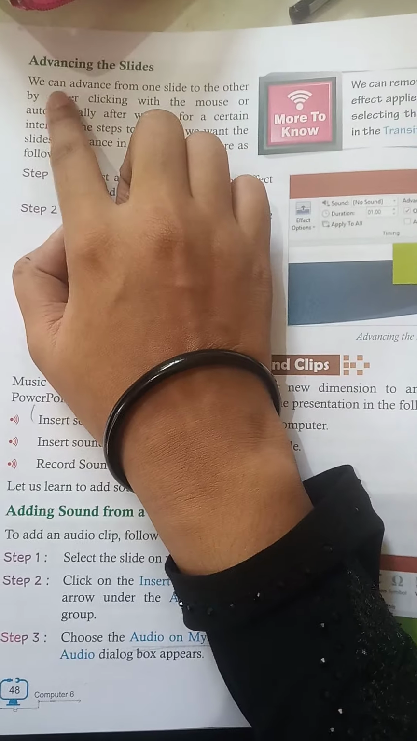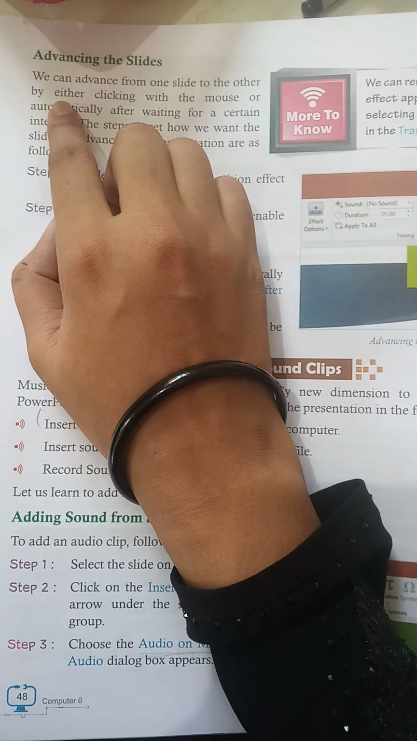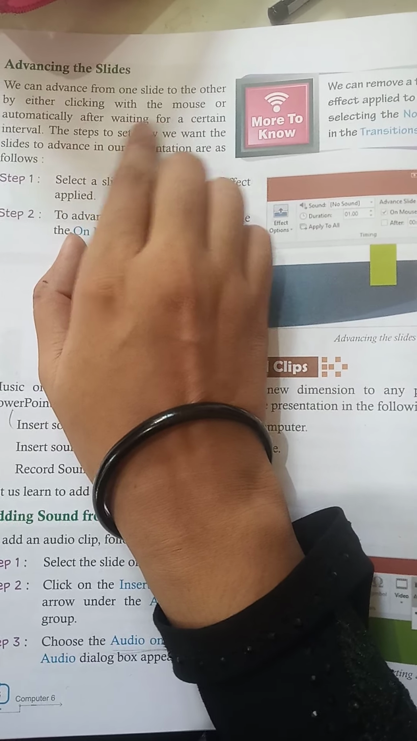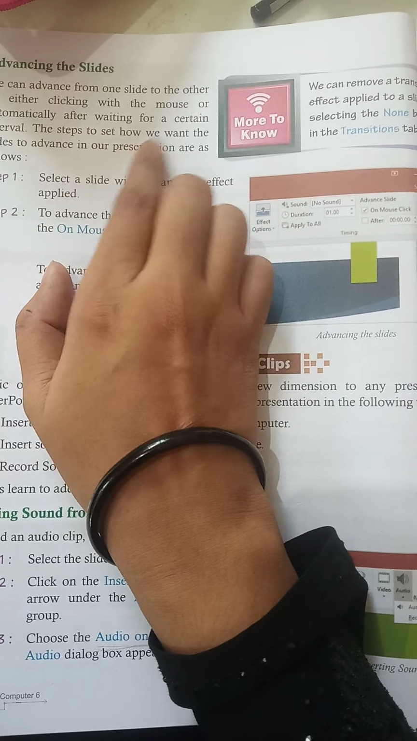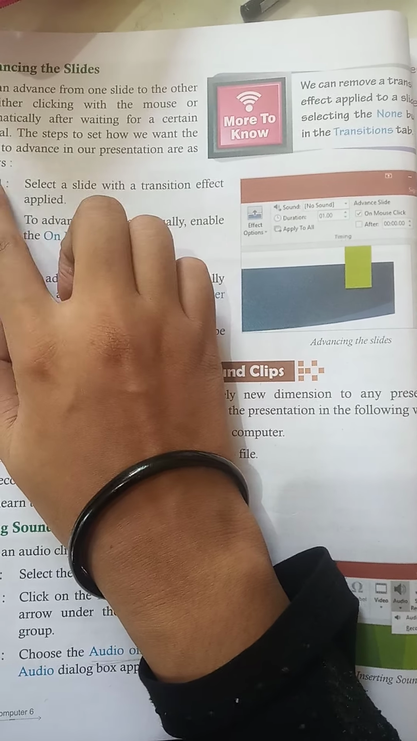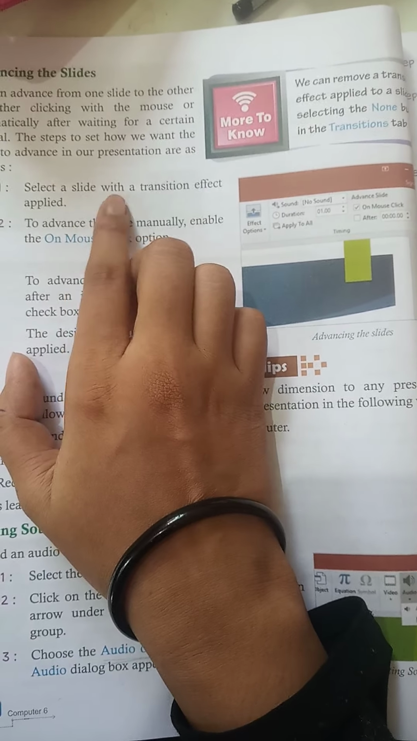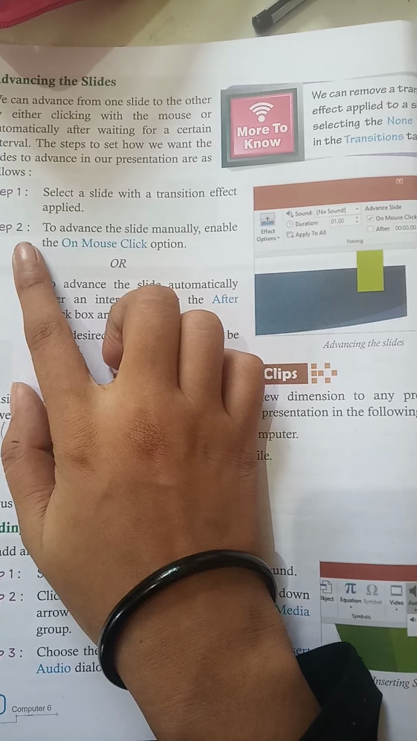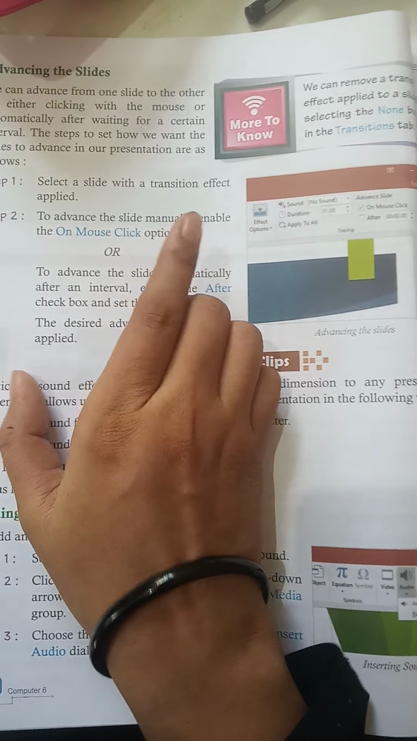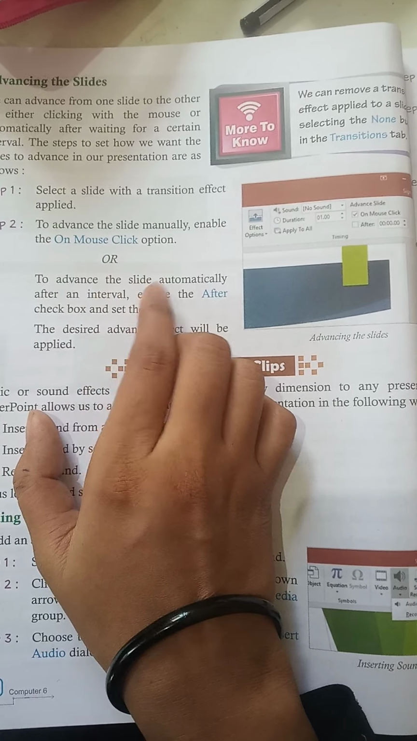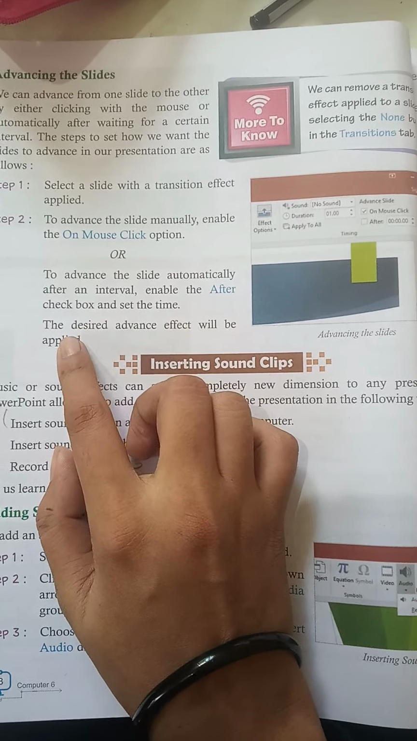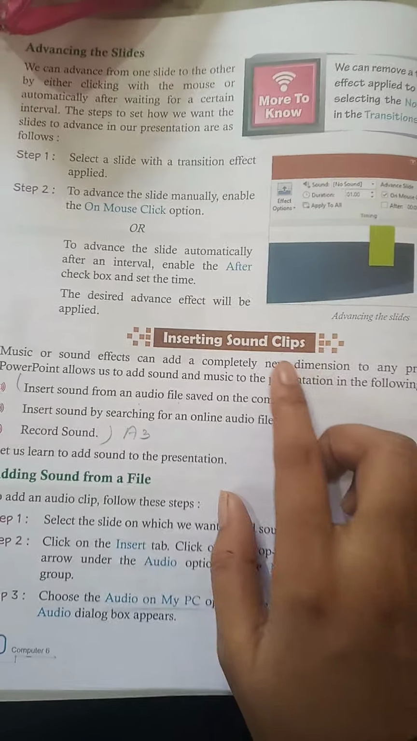Advancing the slides. We can advance from one slide to the other by either clicking with the mouse or automatically after waiting for a certain interval. The steps to set how we want the slides to advance in our presentation are as follows. Step 1, select a slide with the transition effect applied. Step 2, to advance the slide manually enable the on mouse click option, or to advance the slide automatically after an interval, enable the after checkbox and set the time. The desired advance effect will be applied.